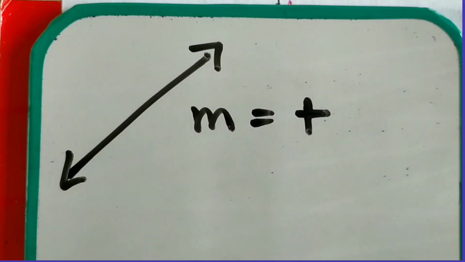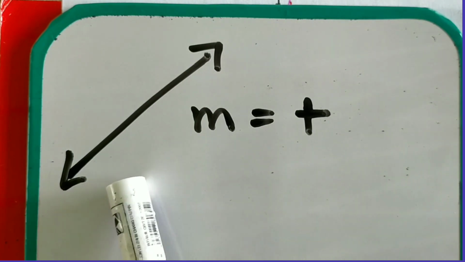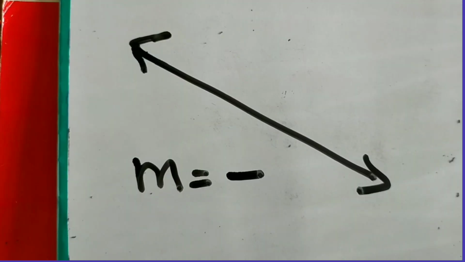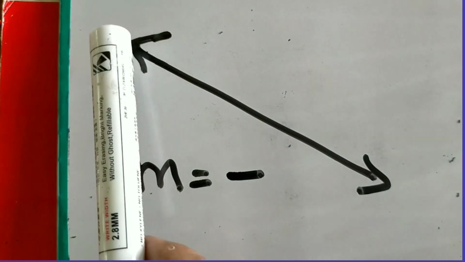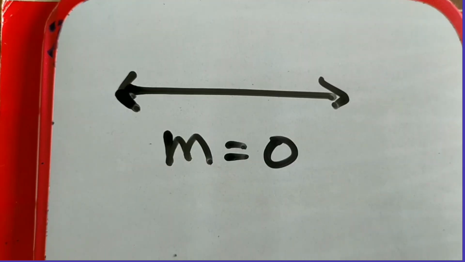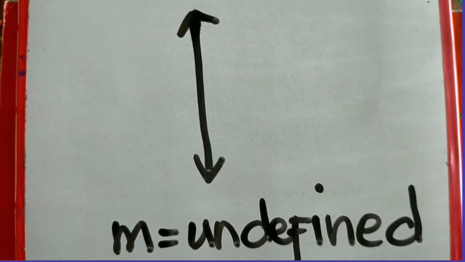Okay, to wrap up our lesson, if you have a line going up to the right like this, then you expect a positive slope. And if you have a line going down to the right like this, then you must expect a negative slope. If you have a horizontal line, then the slope is equal to 0. Then, a vertical line gives a slope which is undefined.